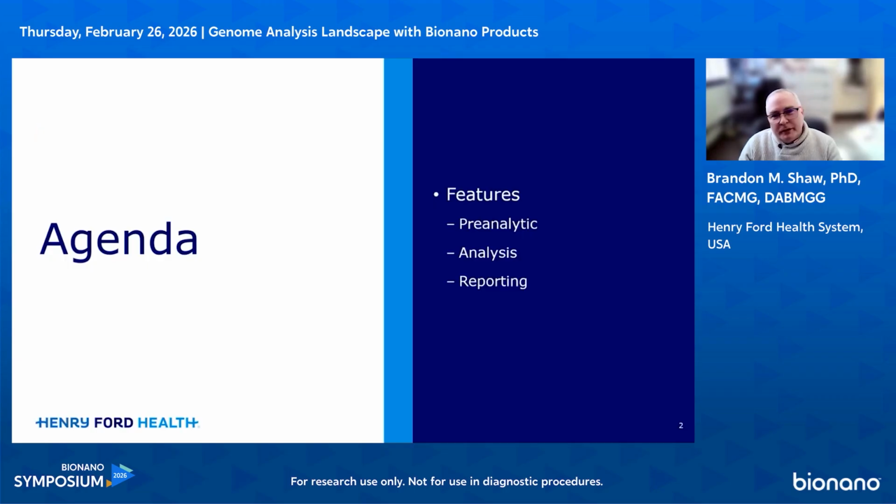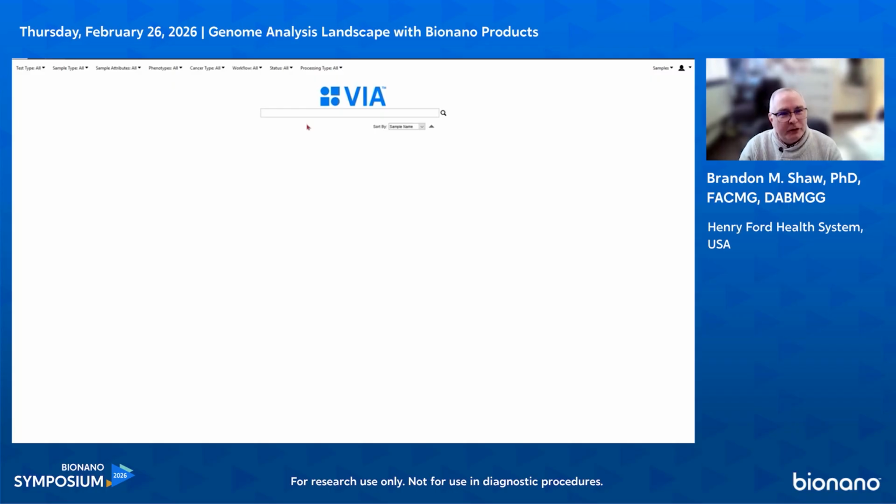And so the agenda today, we're going to go through some of the features in VIA, so pre-analytical analysis, and then the analysis, as well as how to report the variants and how to generate reports straight out of VIA. So this is going to be a live presentation, so I am going to be within our VIA system during this presentation.